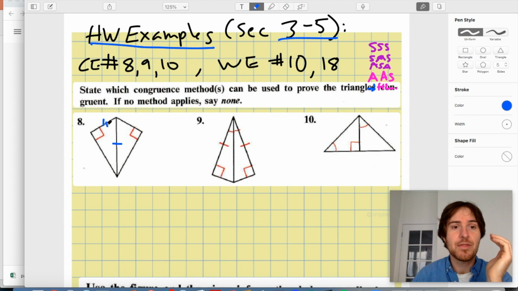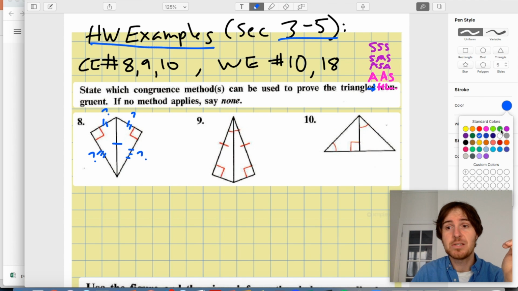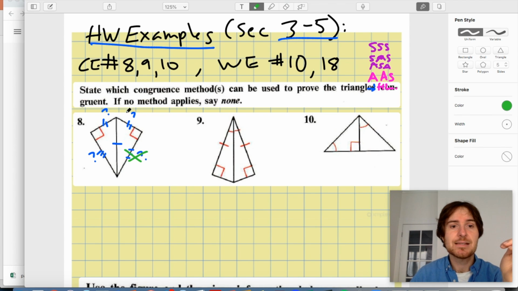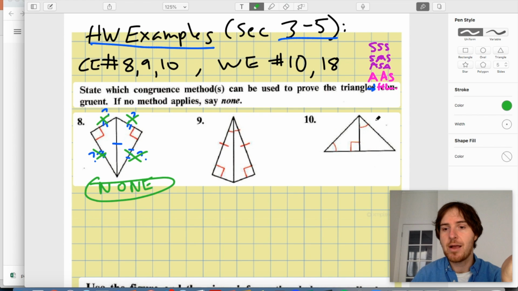Is it possible that this leg is congruent to that leg, or that this leg is congruent to this leg? Do we know that for sure? Well, they could be, they very well could be, but we don't know for sure, right? So I'm going to X this out. This is not true. We don't know if they're actually true or not. So this one is going to be answered with none. We don't know whether or not those triangles are congruent.